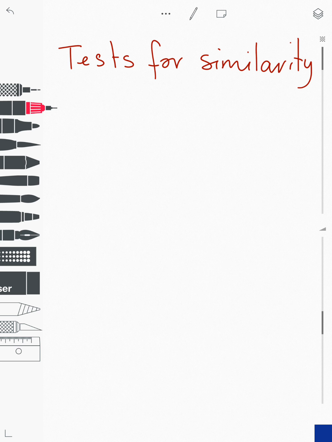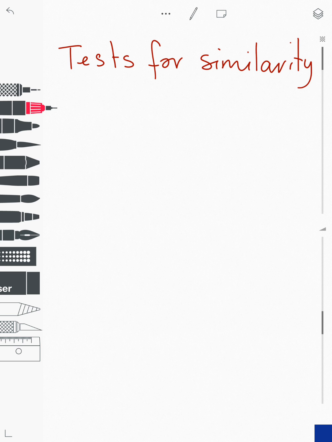Okay, so today we're going to go through some tests for similarity using triangles. Now, there are four tests that we're going to go through today. The first test states that if two angles of one triangle are equal to two angles of another triangle, then the two triangles are similar.